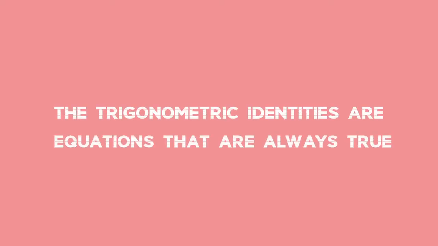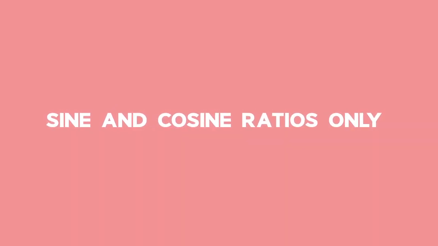The trigonometric identities are equations that are always true. Trigonometric identities allow us to simplify a given expression so that it contains sine and cosine ratios only. This enables us to solve equations and also to prove other identities.